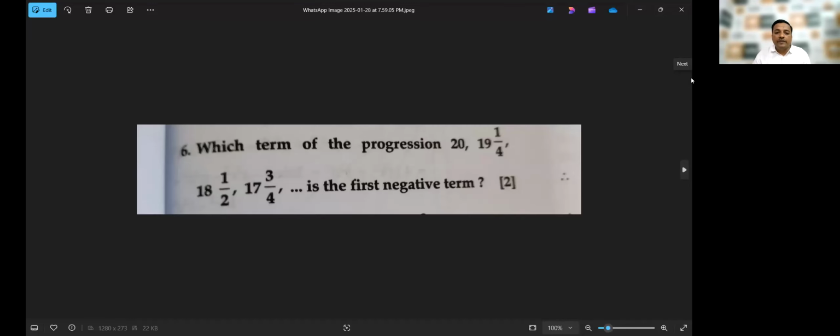OK, so the next question is: which term of the progression 20, 19¼, 18½, 17¾ is the first negative term? This is the first time we have got such a question, until now there were no such questions. So we'll do it now.